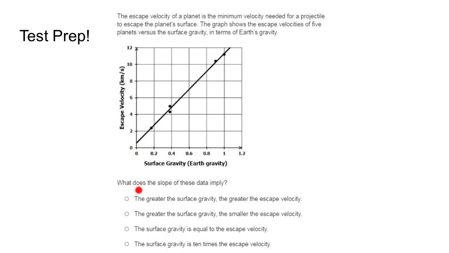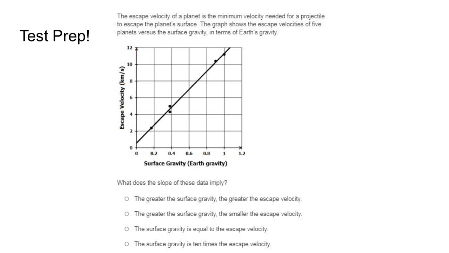So when we look at what the slope tells us about the data, A says the greater the surface gravity, the greater the escape velocity. Well, that makes sense. As this goes up, this is also going up. That's what's allowing that line to trend upward. So A is probably good. We can check B and C and D just to make sure. B says the greater the surface gravity, the smaller the escape velocity. Well, that's not true, because as this gets bigger, this value is also getting bigger.